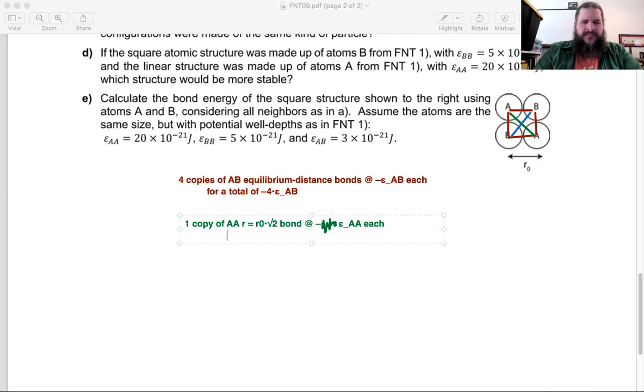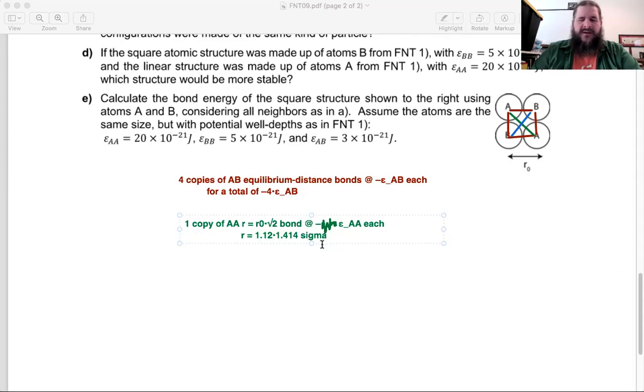And for that distance, what is R naught in terms of sigma? Because most of the graphs and equations are in terms of sigma. Like, what is the usual equilibrium distance? 1.12 sigma. Yeah, so 1.12 times square root of 2 sigma. And square root of 2 is about 1.414. So 1.12 times 1.414 sigma should be the distance you're looking for.